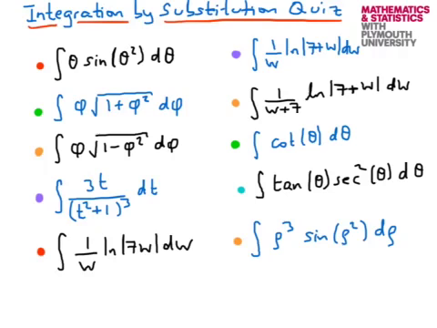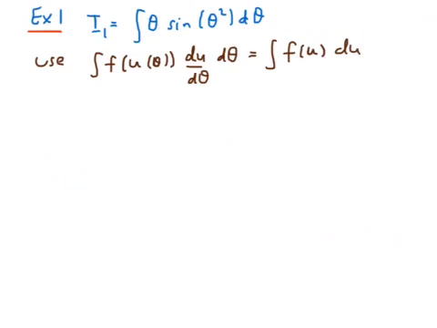Okay, welcome back. Let's move on to the next slide and go through the answer to this question, which I hope you have already solved. So in this first exercise we want to integrate theta multiplied by the sine of theta squared, and we're going to use the substitution formula here. Why are we going to use it?